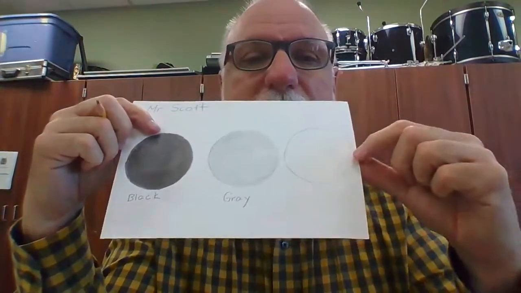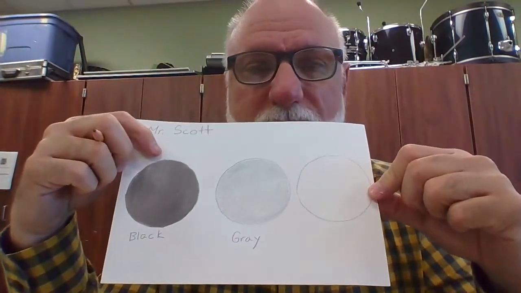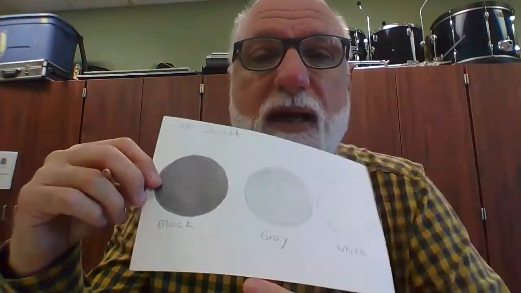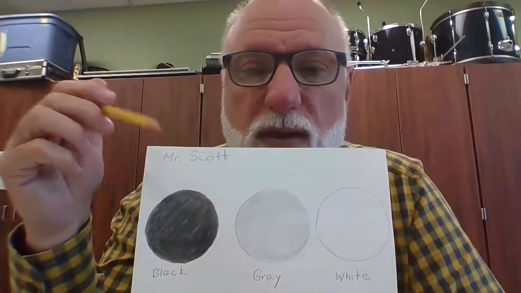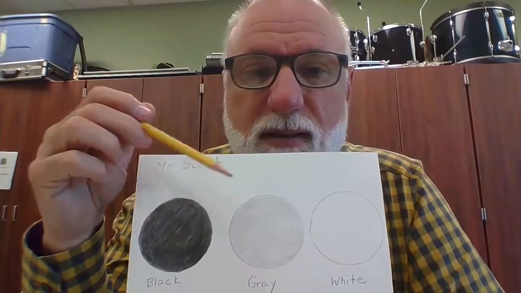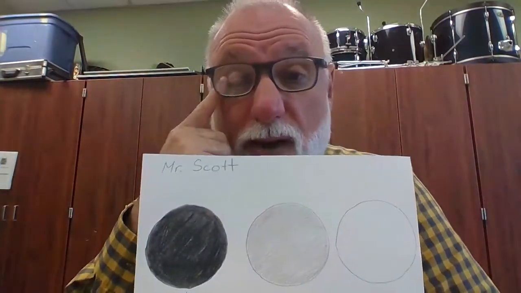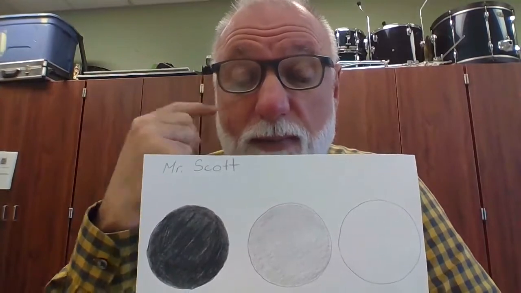Now, this next circle is going to be really easy. We're not going to do anything to it. We're just going to leave it white. And underneath, I'm going to write the word white. W-H-I-T-E, white. Okay? So now I've got three different values. Black, gray, and white. So for white, all I have to do is leave the white of the paper.